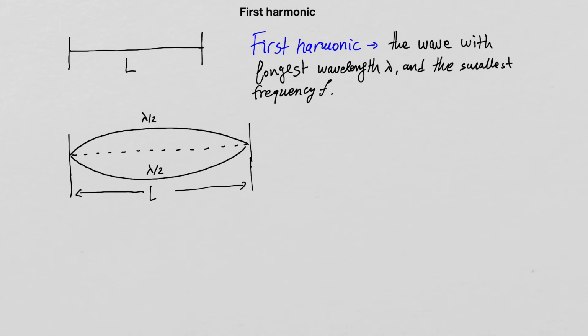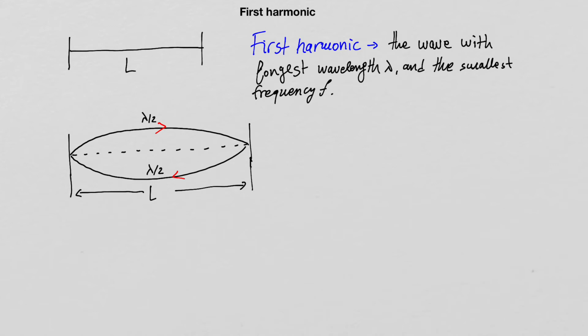So the wave starts at this end of the string, propagates to the right, hits the other fixed end, and then reflects and propagates to the left. The two waves interfere with each other on the string, and they form this standing wave pattern.